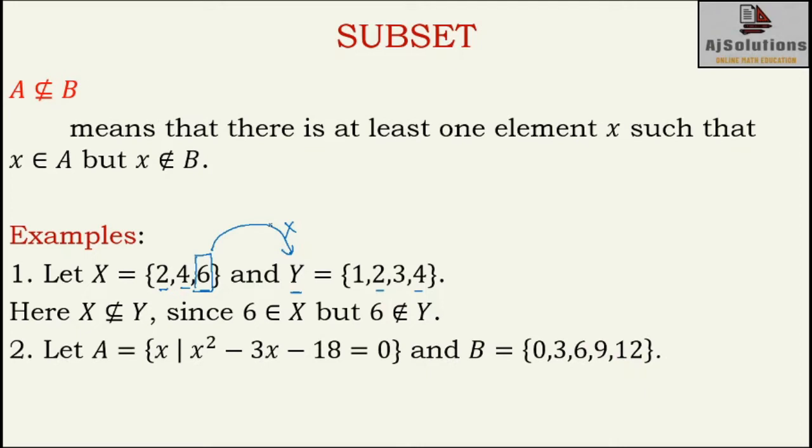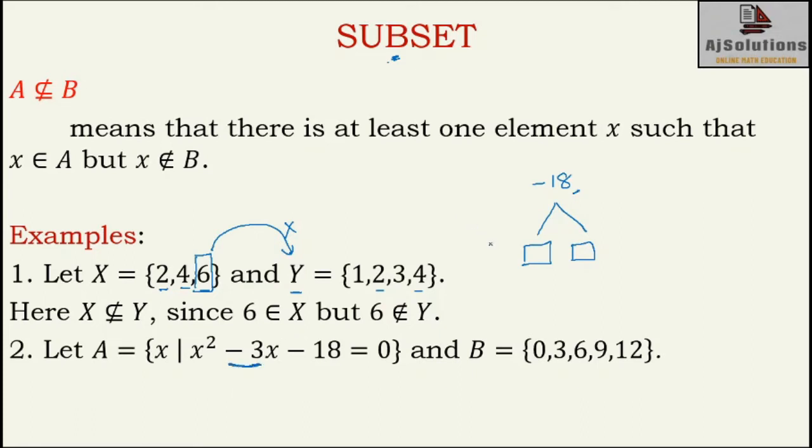Let's see another example. I have two sets again. Set A is written in set builder form and set B is written in roster form. Let's write set A in roster form. To get set A in roster form, we have to factor this minus 18. We have to factor it in such a way that the multiplication of the factors gives minus 18 and the addition of the factors gives minus 3.